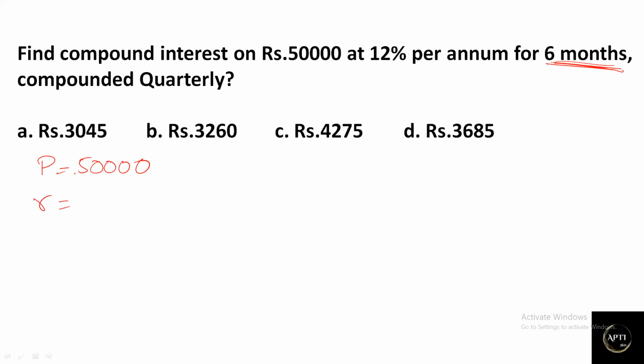Don't again write in two steps. Rate of interest given in the question is 12%. Immediately you need to understand quarterly, right? Quarterly means by 4. What is 12 by 4? Rate of interest is 3%. So write it 3.